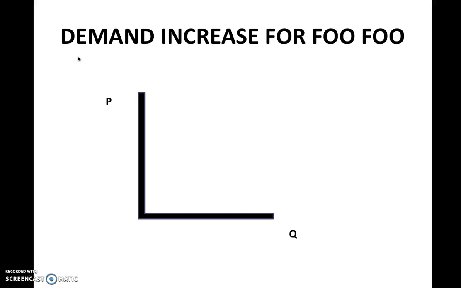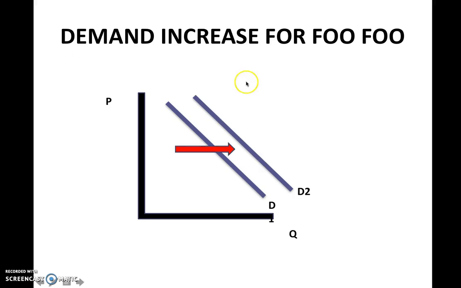So you got price and quantity. We got our demand curve. We're going to call it D1. The one's kind of messed up on this. It's supposed to be a 1 right here next to it. And then we have an increase in demand.